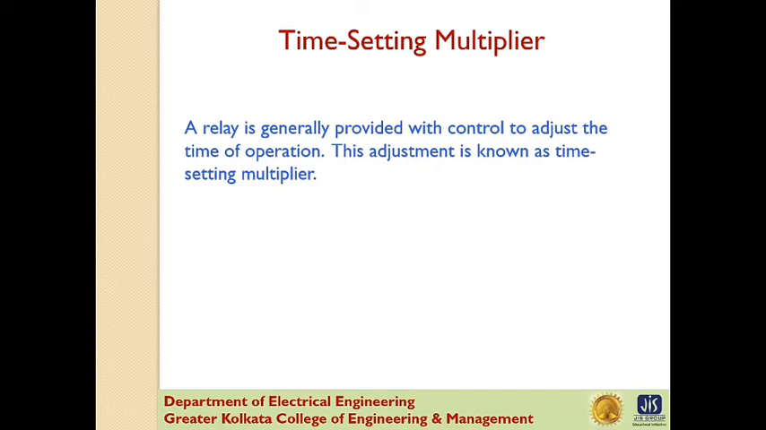This is achieved by adjusting the position of a movable backstop which controls the travel of the disc, and thereby varies the time in which the relay will close its contacts for a given value of fault current. A so-called time dial with an evenly divided scale provides this adjustment. The actual time of operation is calculated by multiplying the time setting multiplier with the time obtained from the time versus PSM curve of the relay.